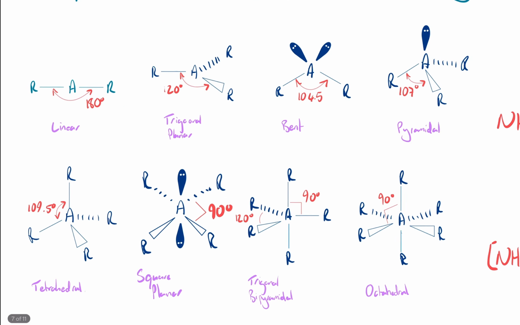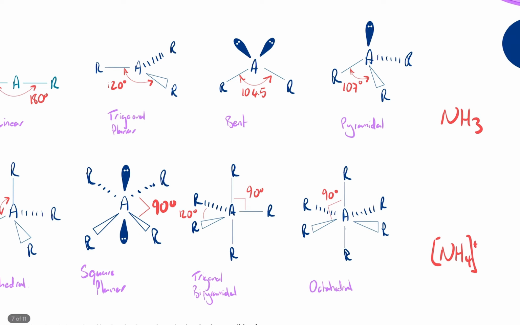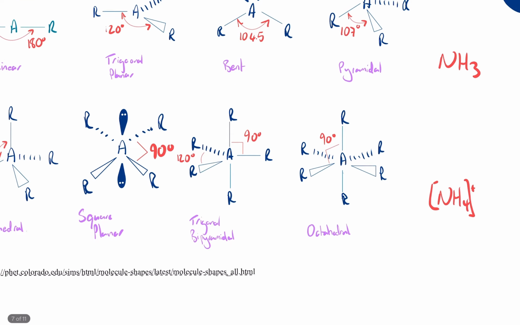These are the ones that we need to know, okay? We've got two bonded pairs, which is just linear. They've repelled as far as possible. We've got three bonded pairs, trigonal planar. Here we've got bent, which is what we've just looked at with water, with two lone pairs and two bonded pairs. Pyramidal, with three bonded pairs and one lone pair, has an angle of 107 degrees. We only need to know the angle between bonded pairs.